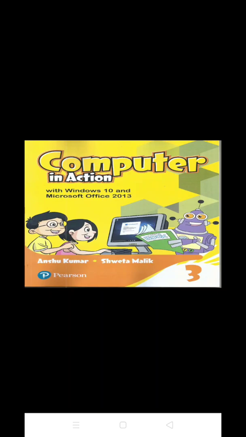It is a computer book. Its name is Computer in Action Part 3. The name of the first chapter is Computer Basic. In this chapter, we will learn uses of computer, characteristic of a computer, working of a computer, input, output and storage devices, hardware and software. So let us start the first topic, uses of computer.